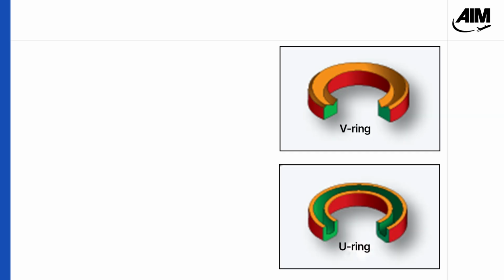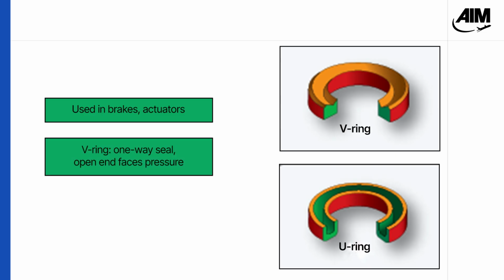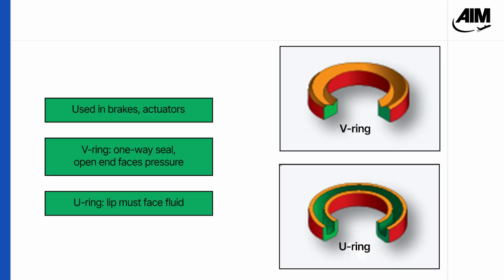Some seals work in only one direction. V-ring and U-ring packings are directional seals used in systems like brake master cylinders. V-rings must face the pressure source and lock into place using a male-female retainer. U-rings seal in only one direction and must be installed with the lip facing the fluid.